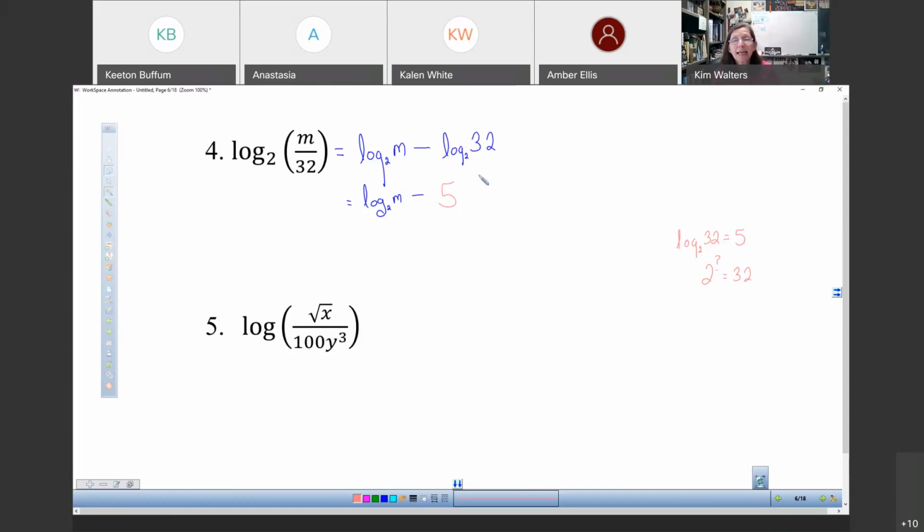Okay. And again, I can't collect these together. So you could also write this as -5, just don't lose that negative, plus log base 2 of m. So either this answer or this answer is perfectly acceptable. Just don't try to collect those two together. Okay. Questions?